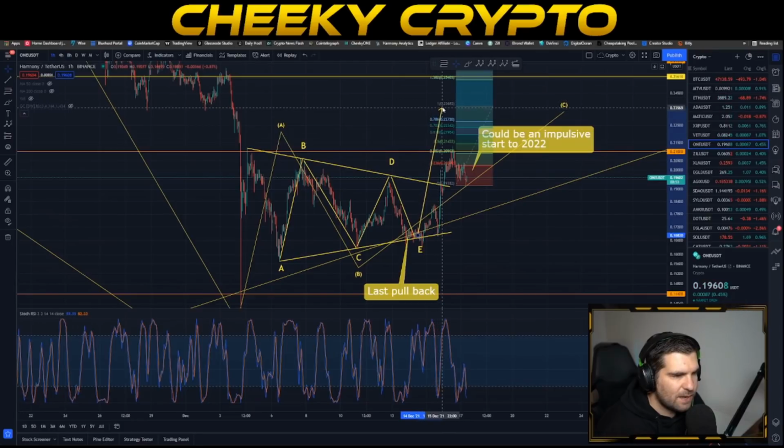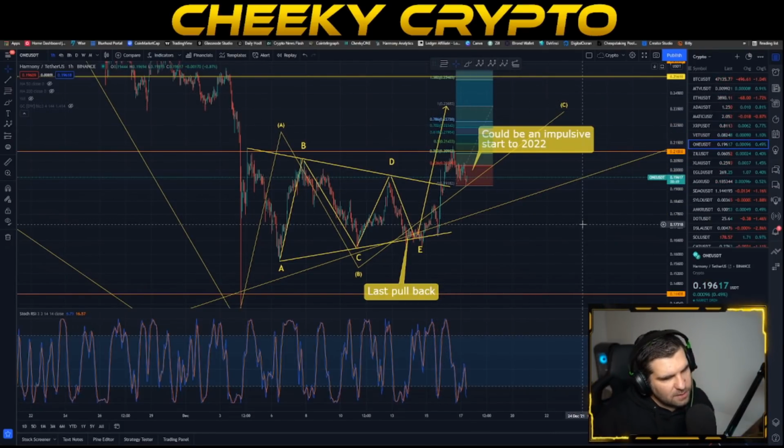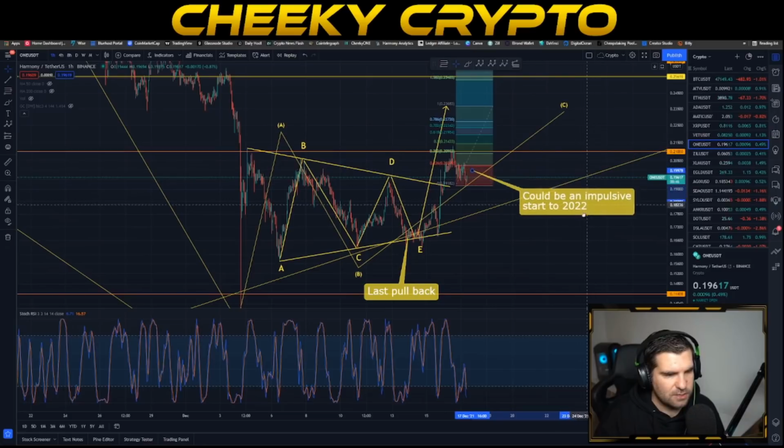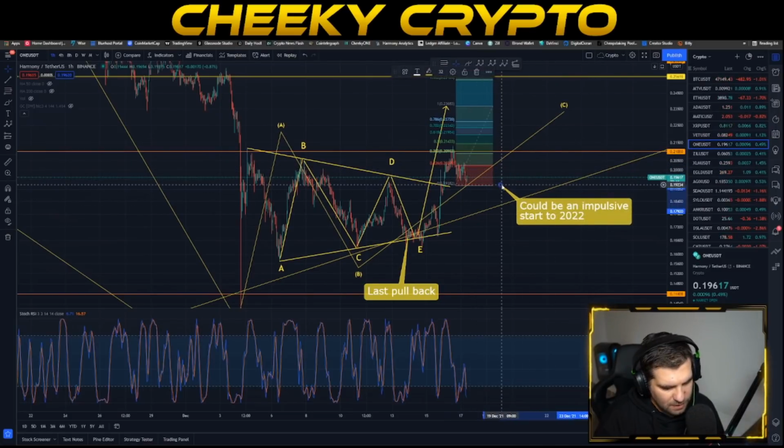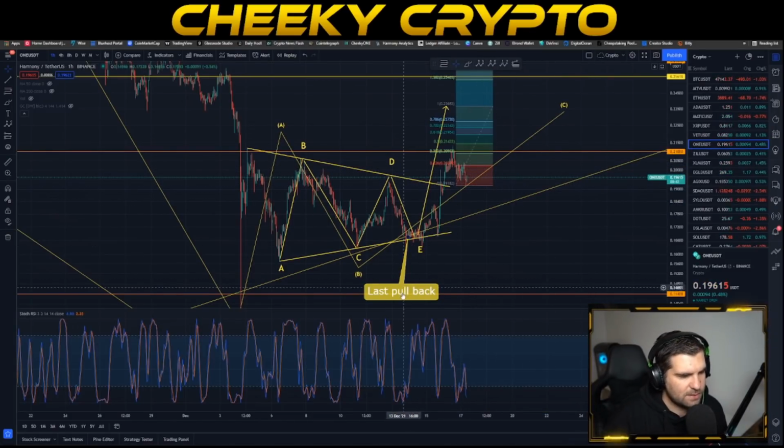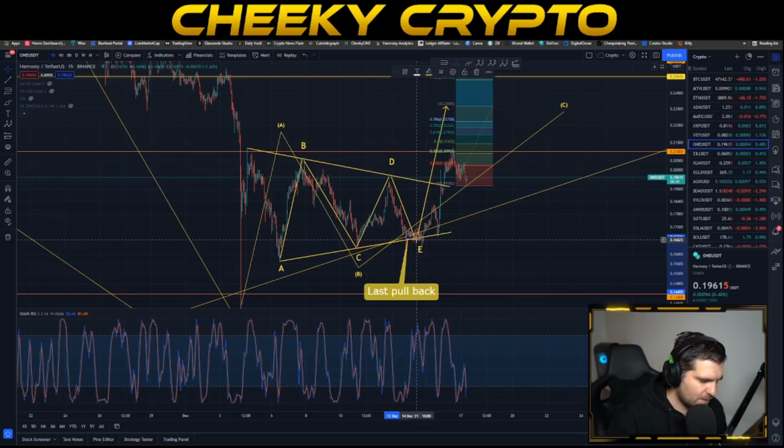Okay, so obviously I had that arrow a little bit on the higher side of things, but it's right there. Okay, so this looks like it could be a fantastic start to 2022, as I had written in here. I'm just going to quickly remove that, though. We don't really need it. This is the last pullback that we were expecting.